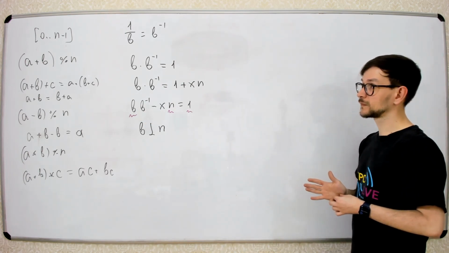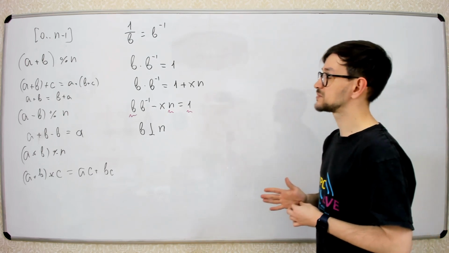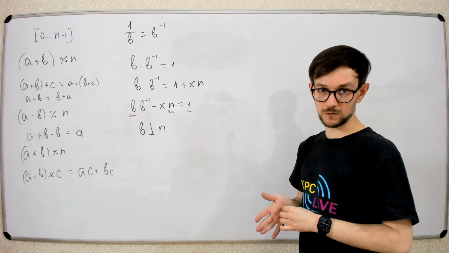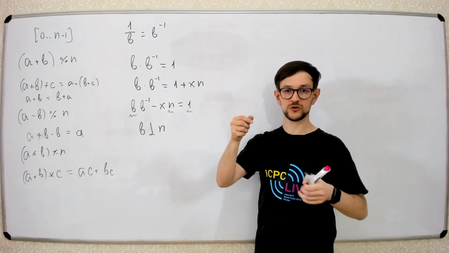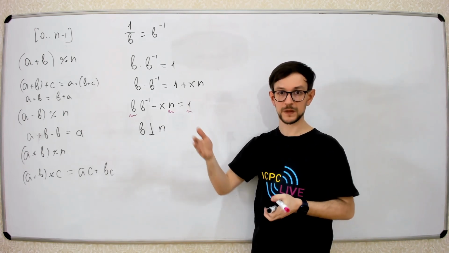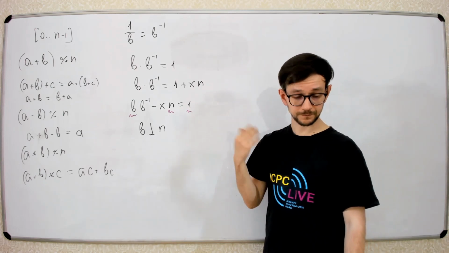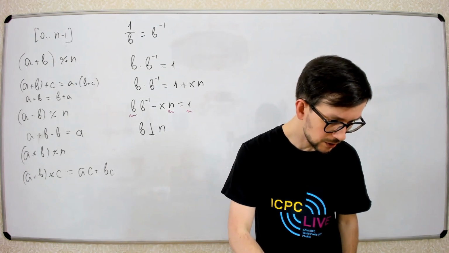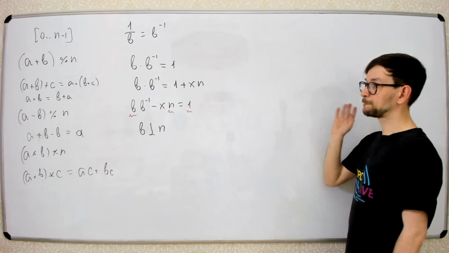Nice. For example, if n is prime, then you can divide by any number except 0. If n is prime, then all integers from 1 to n minus 1 are coprime with n, just because it's prime. So if n is prime, you can divide by any number except 0. That's one of the cool things about division in these fields.